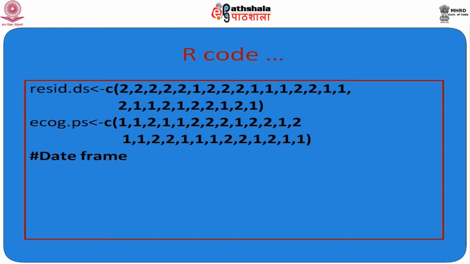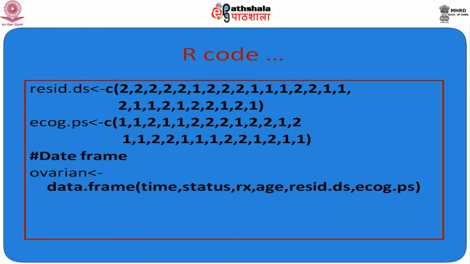Now we are assigning the data as a data.frame to a database called ovarian, by considering all the variables that we called earlier, like time, status, RX, age, residual disease, and ECOG.ps score. Now we are going for loading the important library, that is library(survival), and in this library we will work for the further Mantel-Haenszel test.